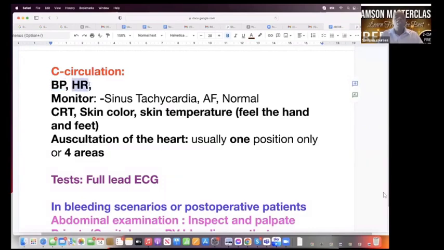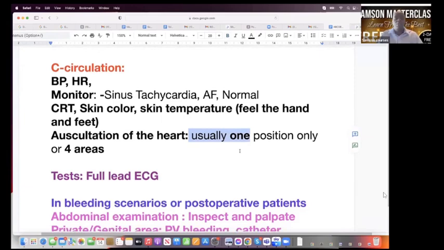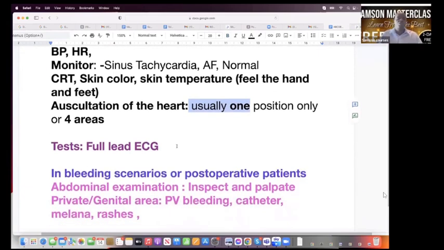Okay, good. Now, I need to assess your circulation. Your blood pressure is low. Your heart rate is high. I can see the monitor shows a sinus tachycardia. It simply means your heart is working faster than usual, Mr. Brown. Capillary refill, you have to do it, pressing on the chest as we discussed.